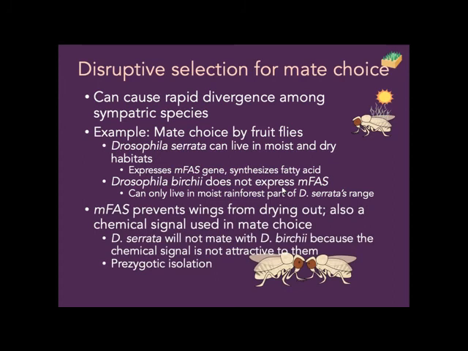So MFAS does two things. It not only prevents their wings from drying out, it is also a chemical signal used in mate choice. So Drosophila serrata will not mate with Drosophila birchii because the chemical signal is not attractive to them, right? So the females do not like the smell of the males of the other species. So this is a prezygotic isolating mechanism. Do you remember which one? Behavioral. Yeah, behavioral prezygotic isolation.